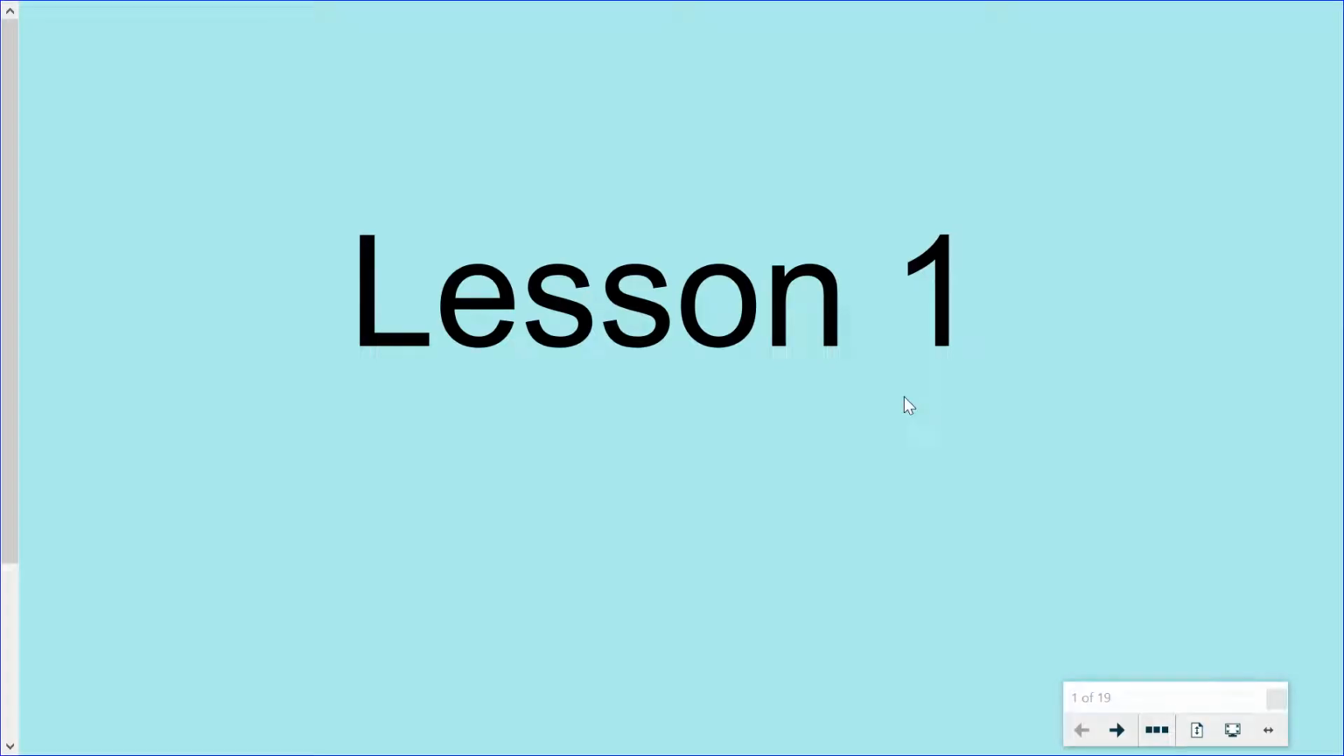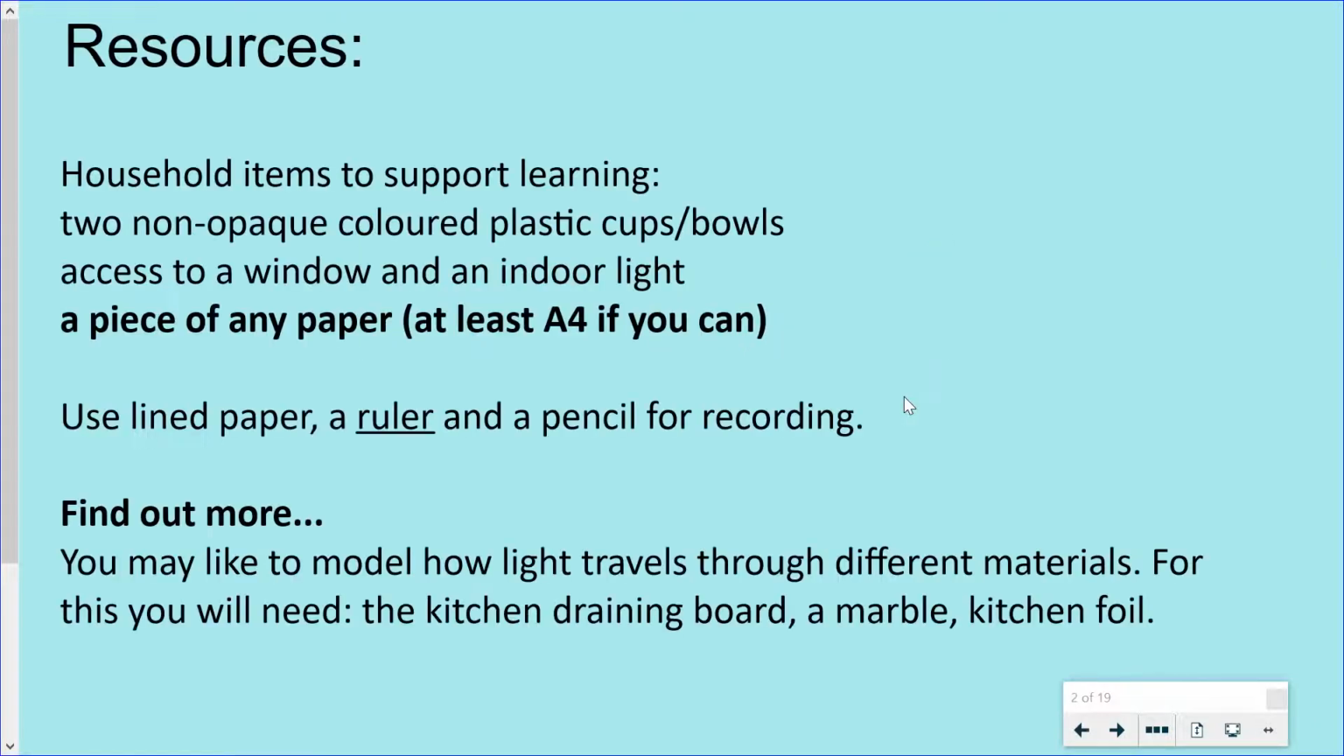Hello Year 6, welcome to week 1 of our new science unit all about light. Now, here are some resources that you may be able to get which will help you. Now, the first resources are two non-opaque. Non-opaque means it allows light to travel through it so you can kind of see through it.